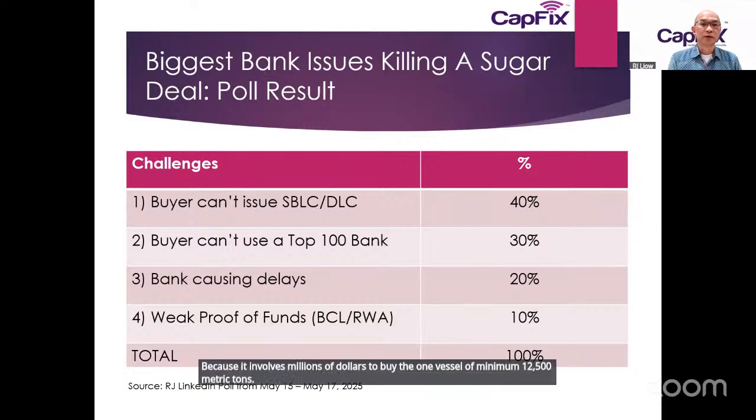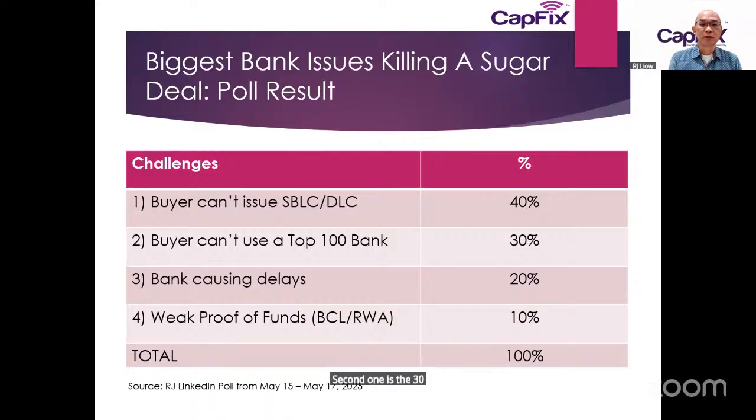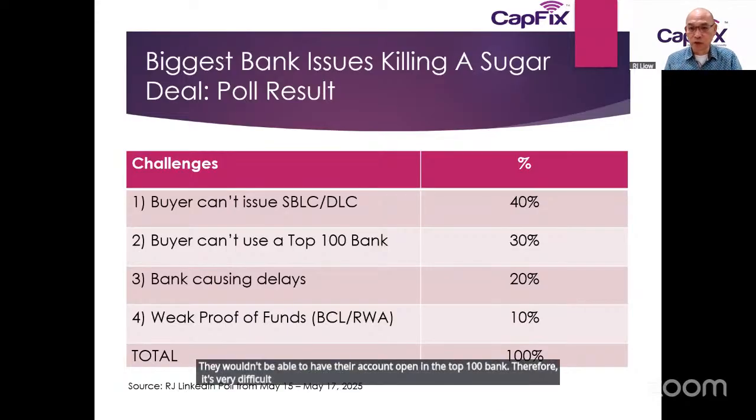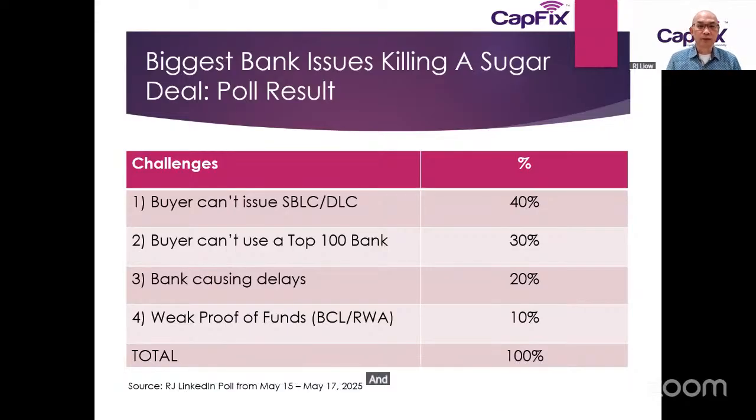Second one is 30% say the bank can't use a top 100 bank. Yeah, because if a buyer company is not that strong financially, they wouldn't be able to have their account open in a top 100 bank. Therefore, it's very difficult for them to issue the instrument and buy sugar.